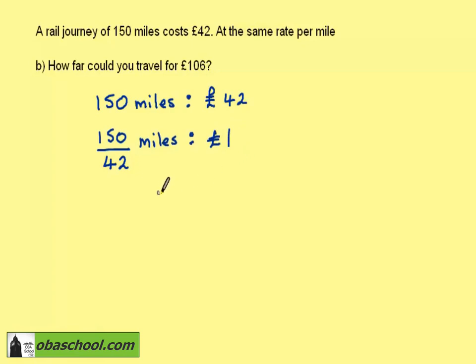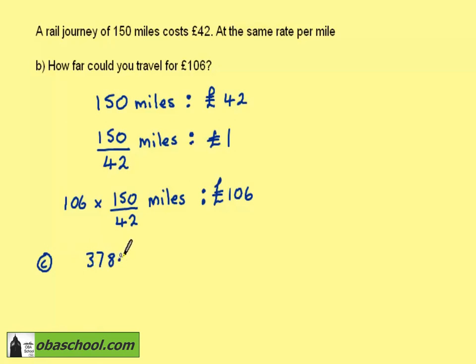We want £106, so multiply both sides by 106. 106 times 150 over 42 miles is going to be equivalent to a cost of £106. Calculating this gives us 378.57 and so on miles for £106.